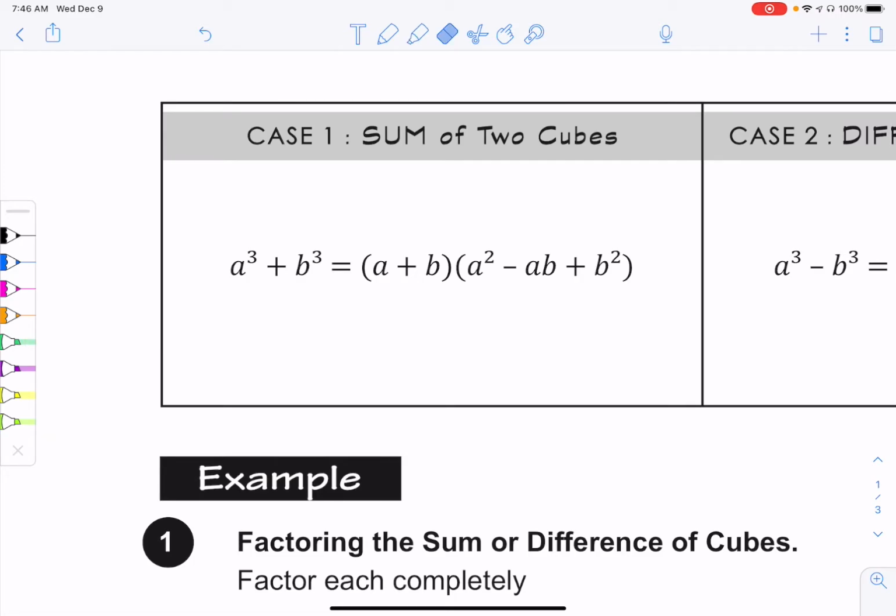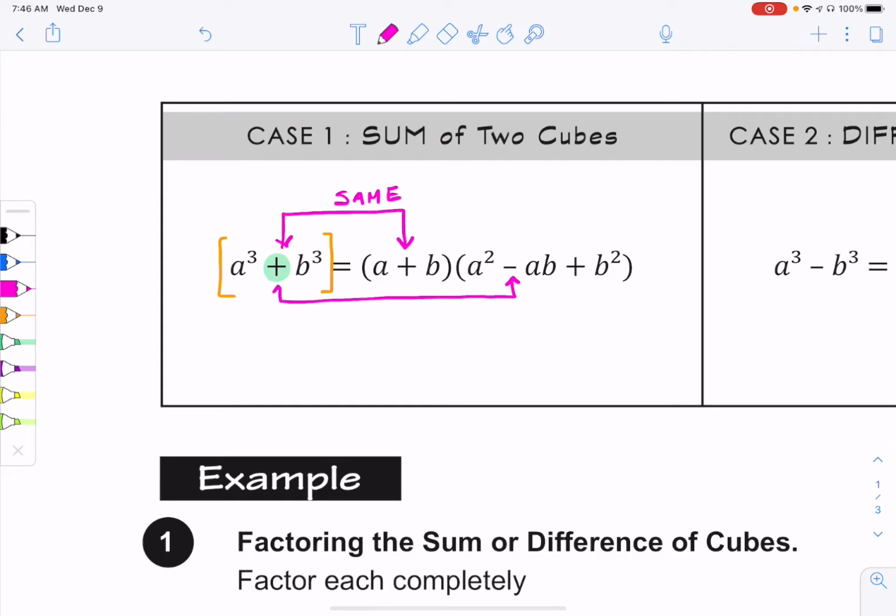If you're given an expression like this, a number cubed plus another number cubed, and you are adding those two, that means that the first sign in the factored expression is going to be the same, giving you a plus b as your first factored expression. And then in the second expression, we have a squared minus ab plus b squared. The second sign is going to be the opposite.